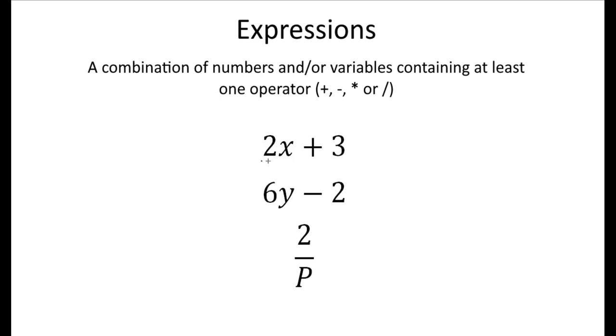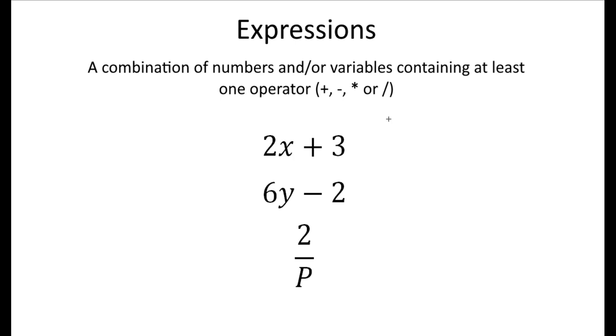So we have the first one here, 2x plus 3. Okay, that's cool. So what we have here, remember what we said about multiplication, is that we omit the multiplication symbol. So this is actually 2 times x plus 3. And then you read it as 2x plus 3.